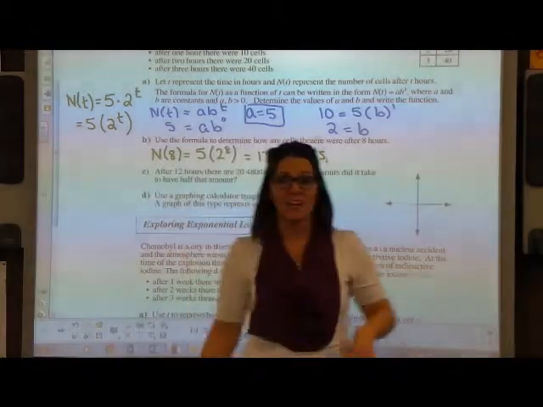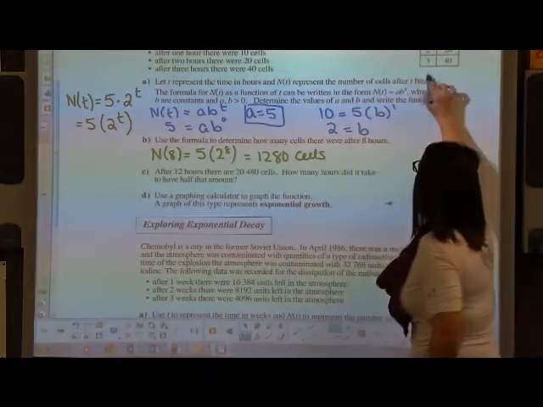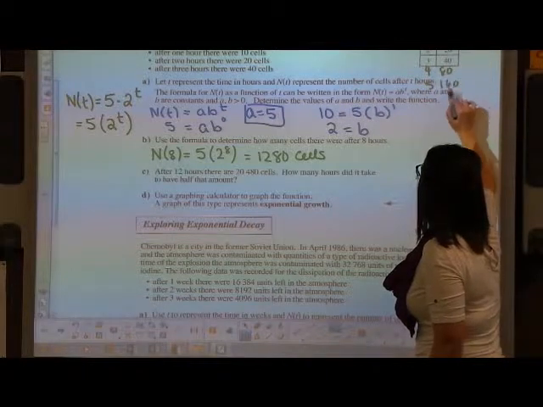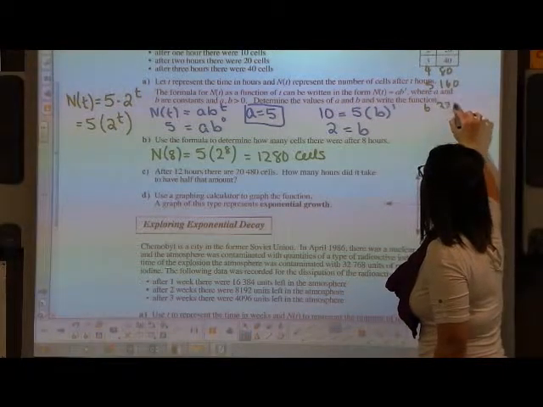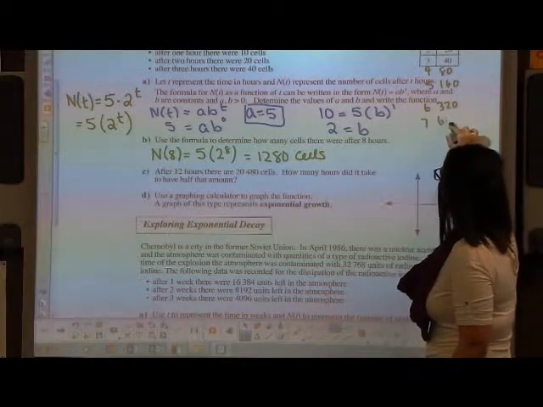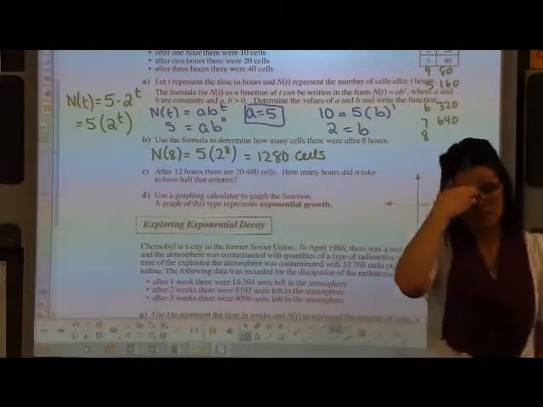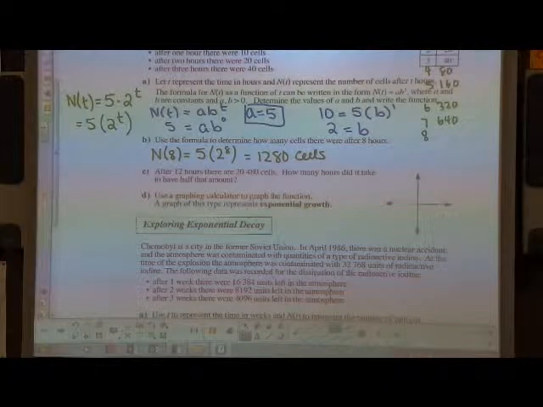The other way that I could get it is I could extend this chart. 4 hours, there'd be 80 cells. 5 hours, 160. 6 hours, 320. 7 hours, 640. 8, and so on. But using a formula makes it a lot faster, right? After 12 hours, there are 20,480 cells.